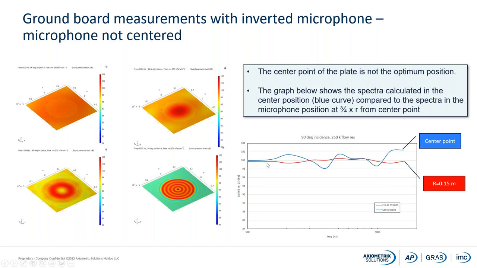The red curve here is the position stipulated in the standard, which means a radius of 0.15 meters from the center point, and that is giving a much flatter response. You can see here we have been using 94 decibel, and there is a pressure doubling, which means that it is measuring 100 decibel. So we have been simulating, and the result is that the center point is not that flat. The selected off-center point is much flatter.